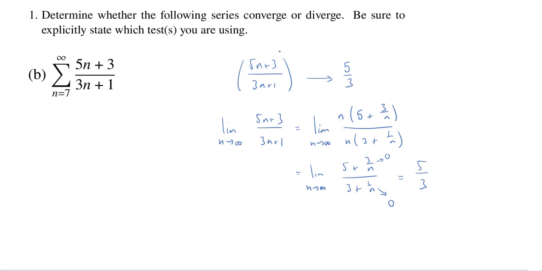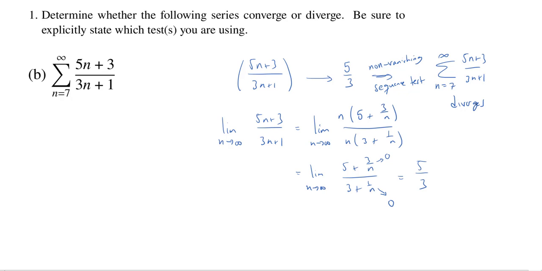And now, since the underlying sequence does not converge to 0, it does converge to 5/3, but that's not helpful for series convergence. So this implies, by the non-vanishing sequence test, we need the sequence to eventually vanish, that is, go to 0. This implies that the series, n goes from 7 to infinity, of (5n + 3)/(3n + 1) diverges.